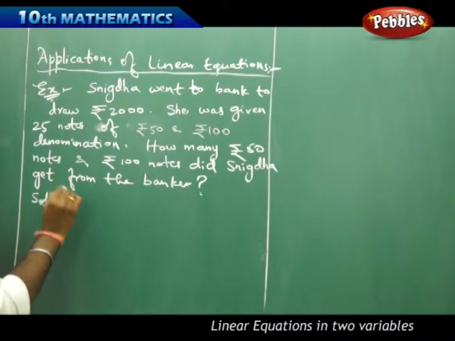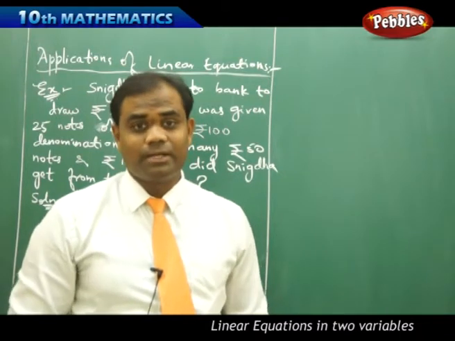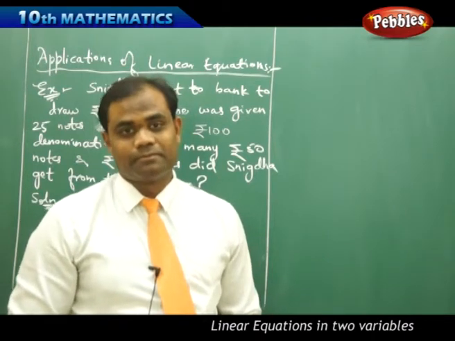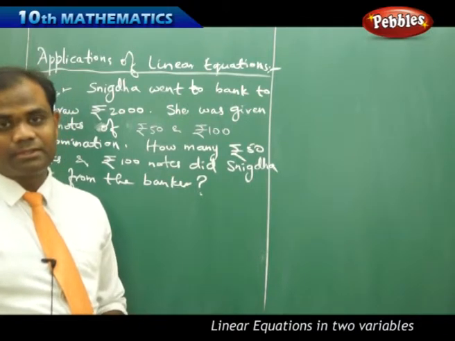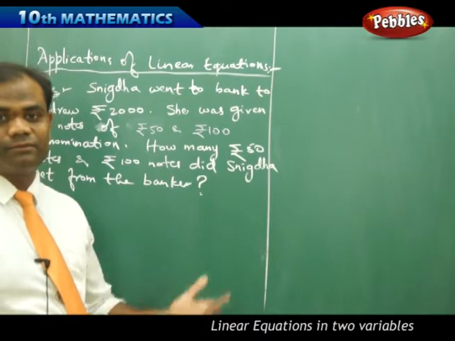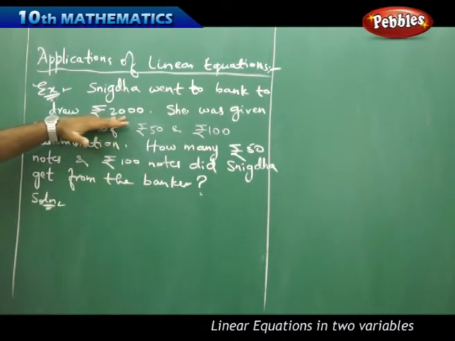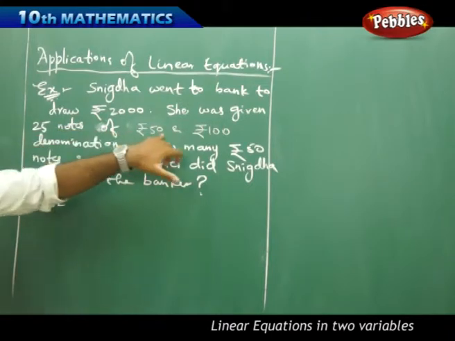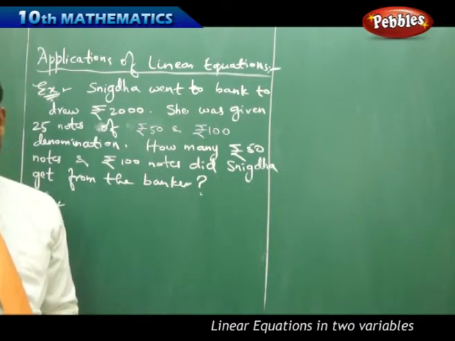Now this question is interesting because we come across such situations many times when we go to the bank or to the vegetable vendors or to any other shop where we do a lot of shopping through money exchange. And therefore, we need to identify its application in mathematics, especially in linear equations connected to daily life. So let's start with the clear picture of what is given. Totally, Snigdha gets 2000 rupees from the bank. She has been given 25 notes of 50 denomination and 100 denomination. Thirdly, I want to know how many 50 rupee notes and 100 rupee notes she got from the banker.